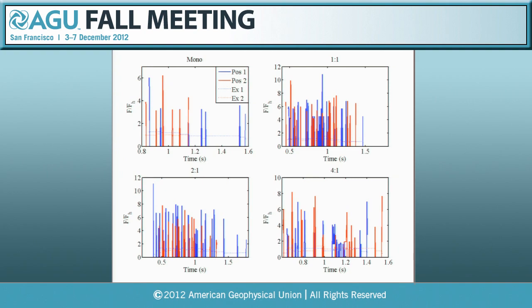You can see that the form of the information is still the same. The expected bed forces are the horizontal dotted lines, and we see very strong excursions. The tremendous difference that you would see is that there's a much higher frequency of these peaks for the mixed populations than for the monodispersed system. And here the y-axis is normalized by the expected flow height rather than the force of a single particle.